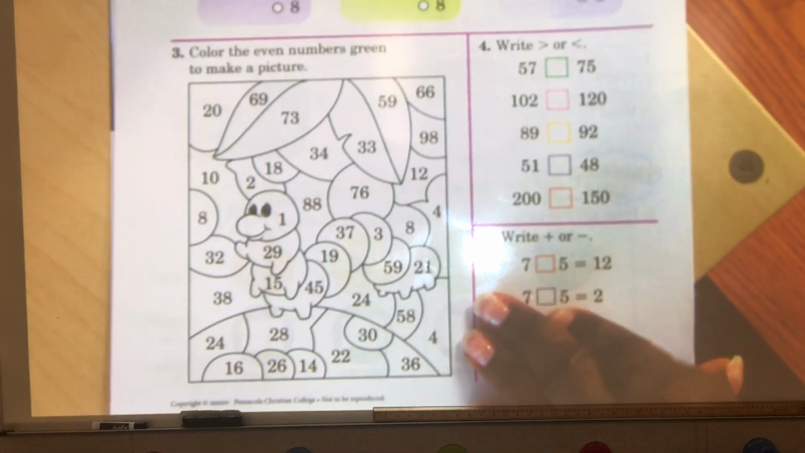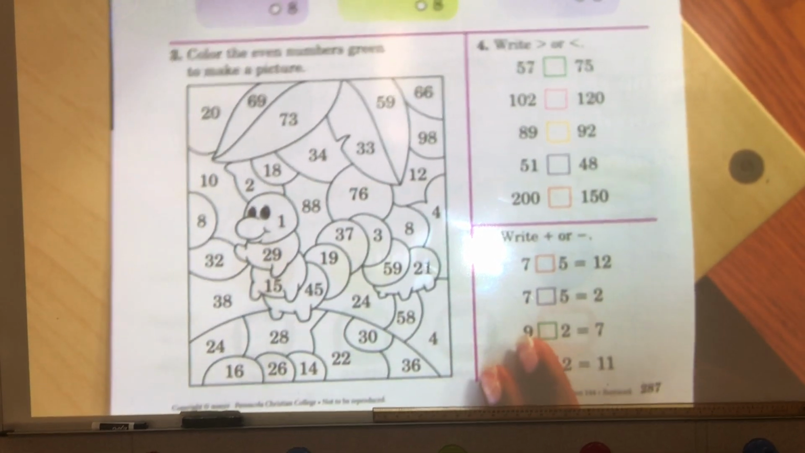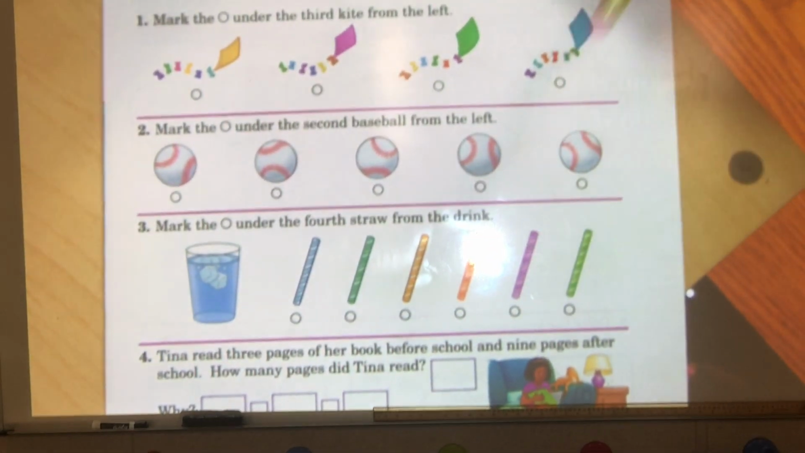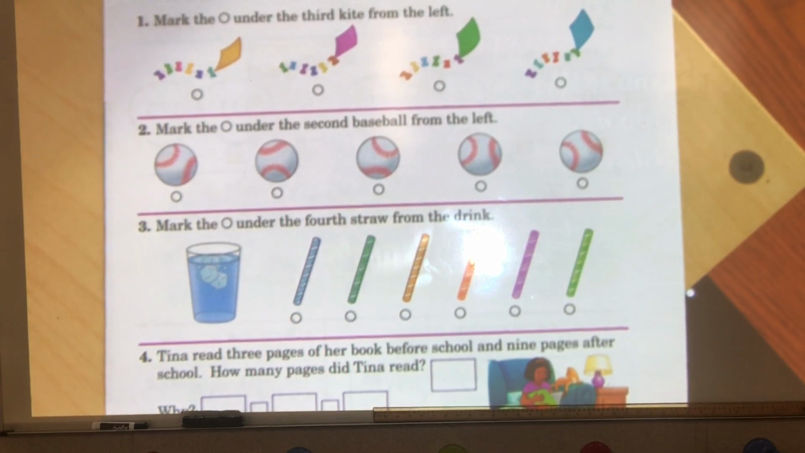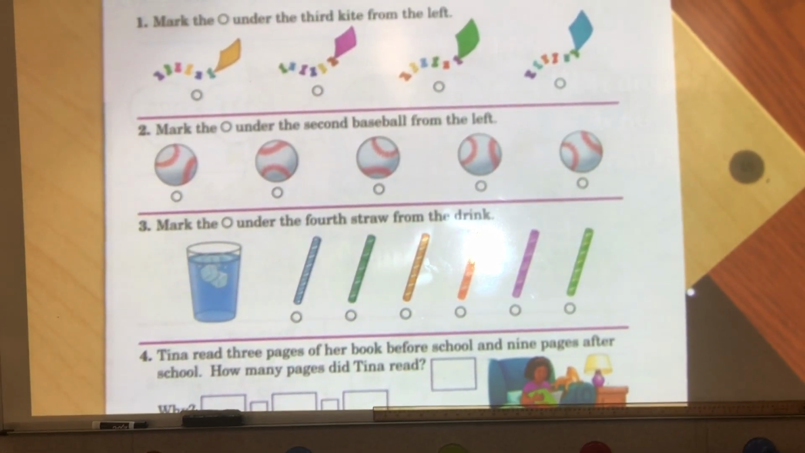All right, let's take a look at the back page. This was page 287. This page is 288. Let's take a look at section 1. Mark the circle under the third kite from the left.